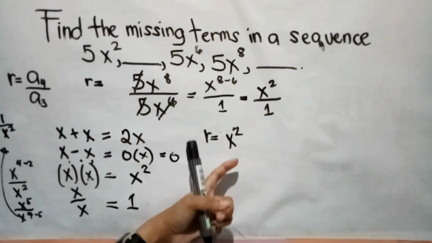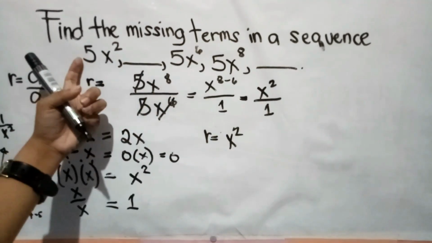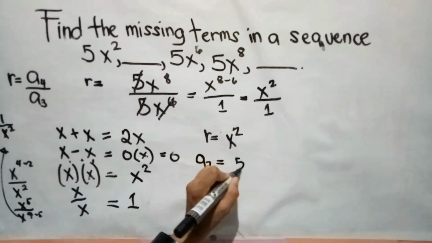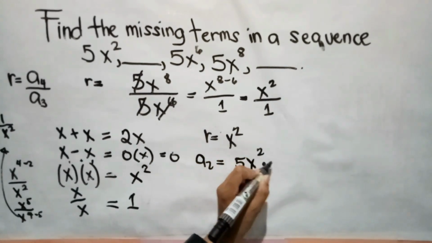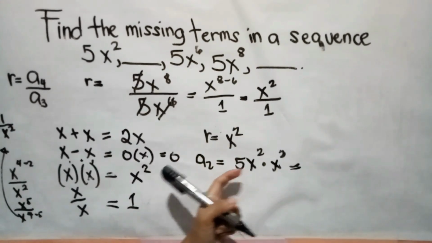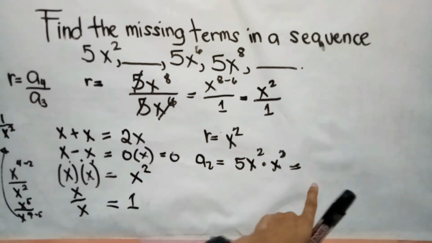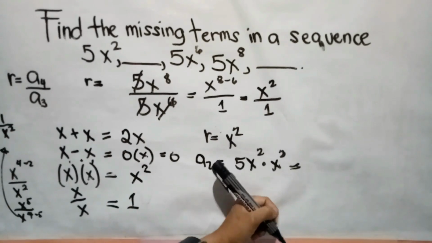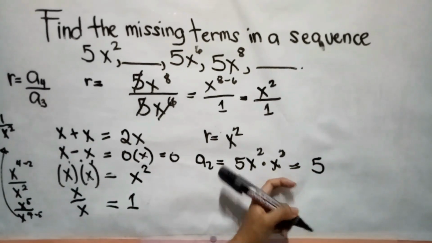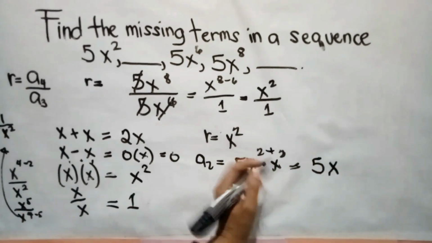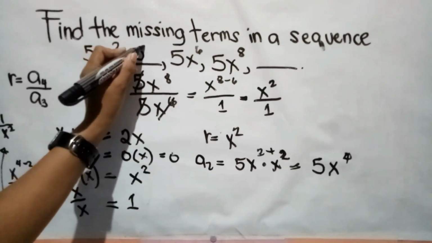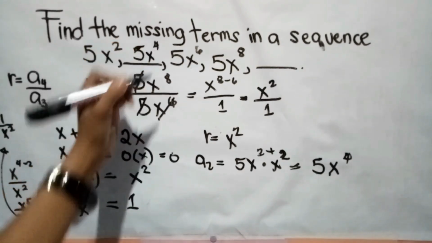So after that, multiply the common ratio to the first term. So second term, a sub 2 is equal to 5x squared times x squared. Okay, rule: just multiply the numerical coefficient, copy the base, and then add the exponent. So 5 times 1 is equal to 5. Copy the base, which is x. 2 plus 2 is equal to 4. So we have 5x raised to 4.